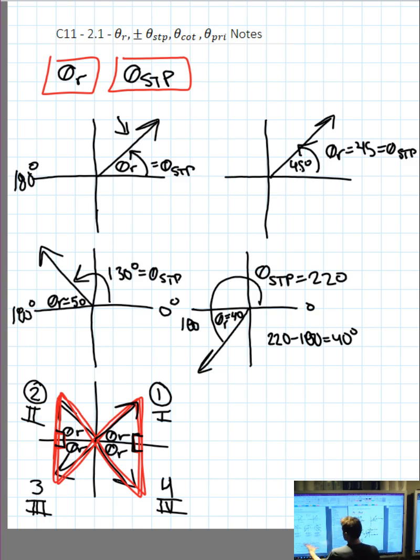So in both the diagrams below, you have all sorts of different ways to figure out what theta r or theta STP is, depending on what you are given and which quadrant it's in. But basic logic will calculate these much more easily than these ridiculous formulas. It's always going to be 180 plus or 180 minus or 360 plus or 360 minus or some combination of those things.